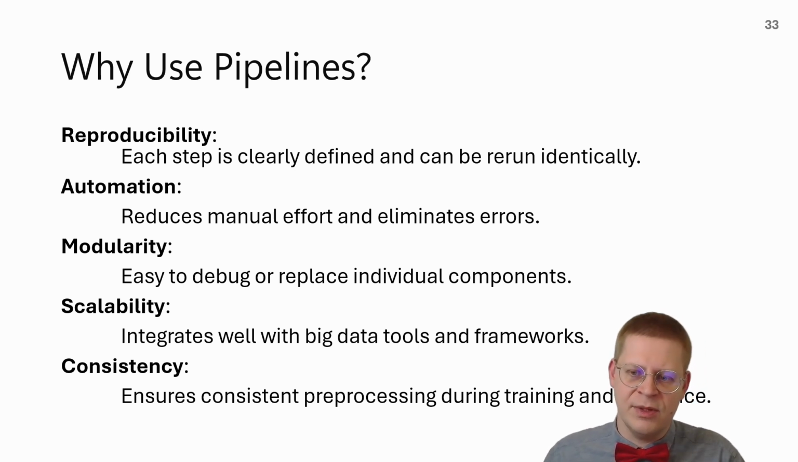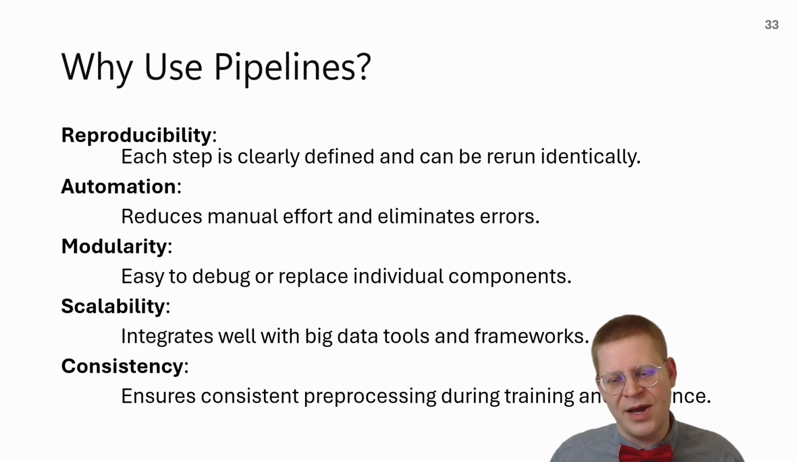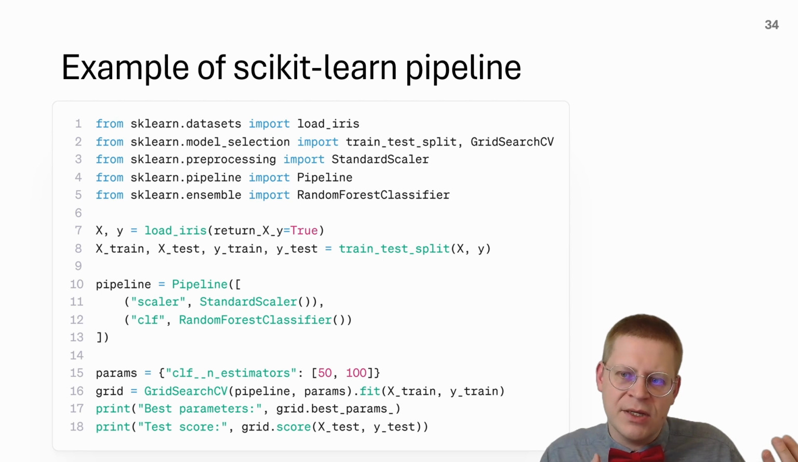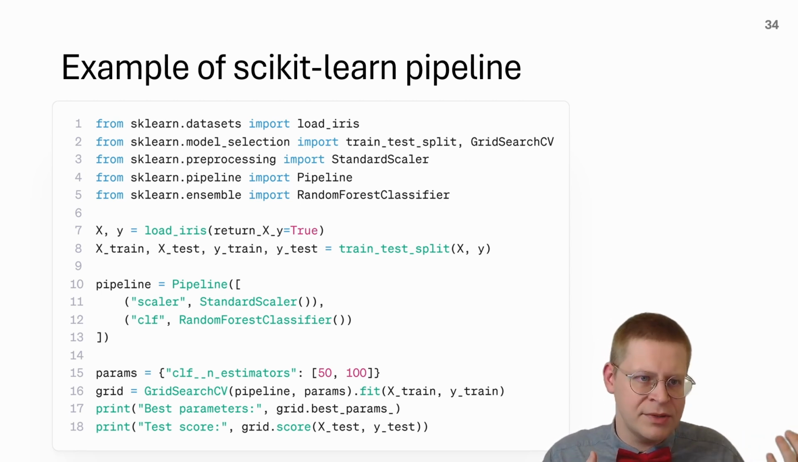Many errors in ML projects come from applying transformations incorrectly to your train and test sets, and pipelines are an elegant way to solve this. Let's take a look at how a simple pipeline in scikit-learn works, using the Iris dataset as our example.